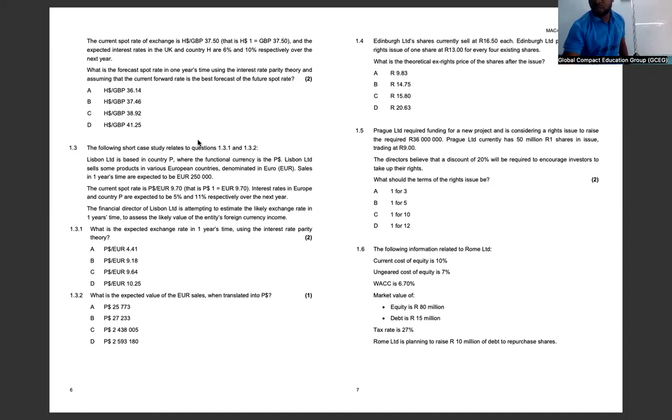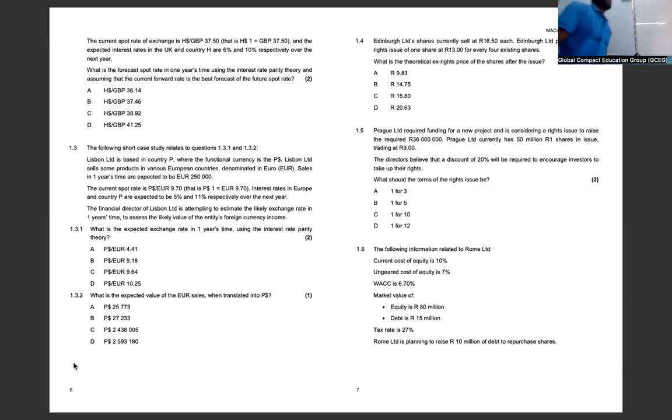1.4 reads, Edinburgh Limited shares currently sell at 16 Rand 50. Edinburgh Limited plans to make a rights issue of one rights issue for every 4 existing shares, which is 1 divided by 4. So what is the theoretical ex rights price?